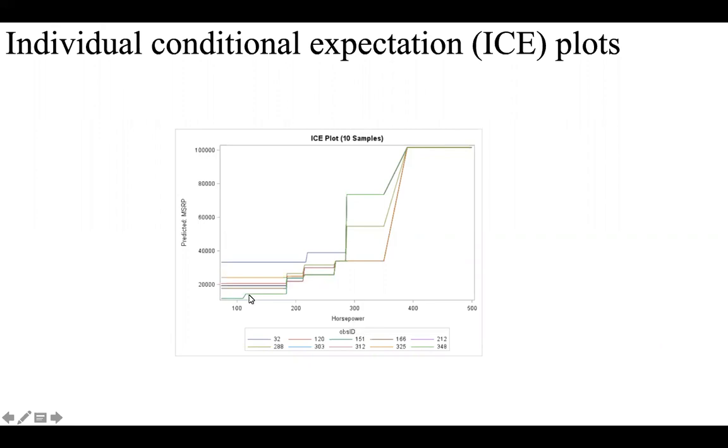So for example here, for a horsepower of 100, the predicted price for these selected observations ranges from around, say, 10,000 to 30,000 maybe. But after 380 or so, for almost all the instances, the predicted price is the same.